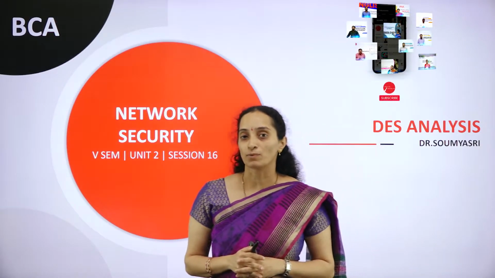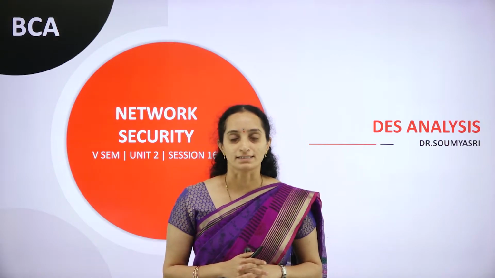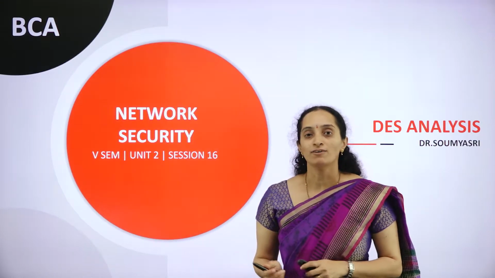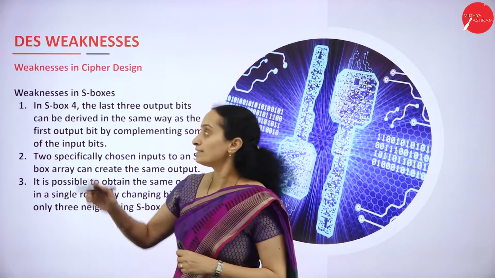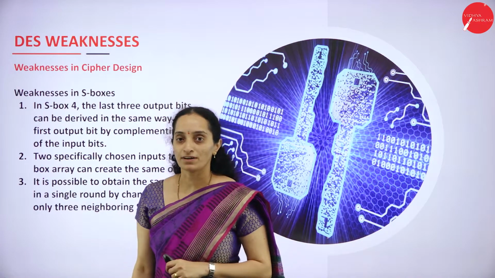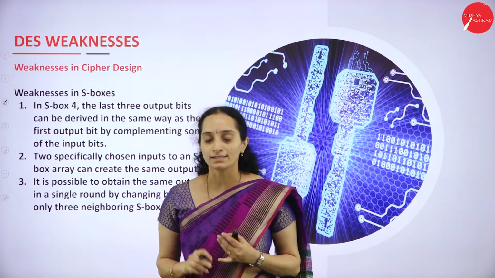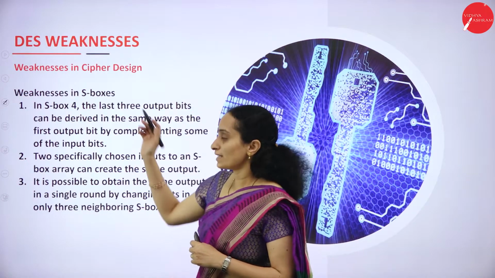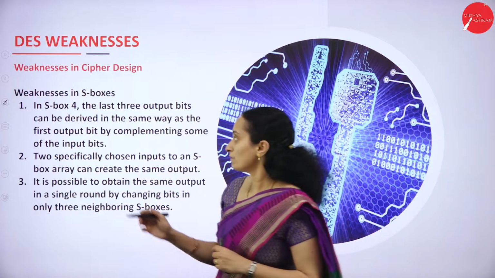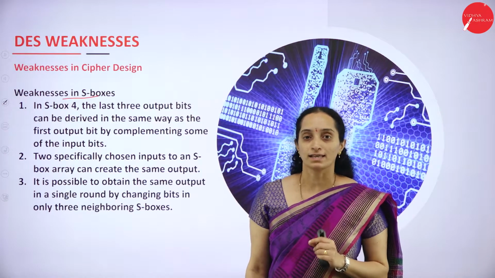Last session was all about the strengths or the advantages that can be listed out for DES. Okay. Now we'll move on to the weakness. The first thing we need to know in the weakness is the weakness in cipher design. What are the weaknesses? So DES normally contains the permutation boxes, the S box, isn't it? That is substitution box. Now we have the discussion of weakness in S boxes.